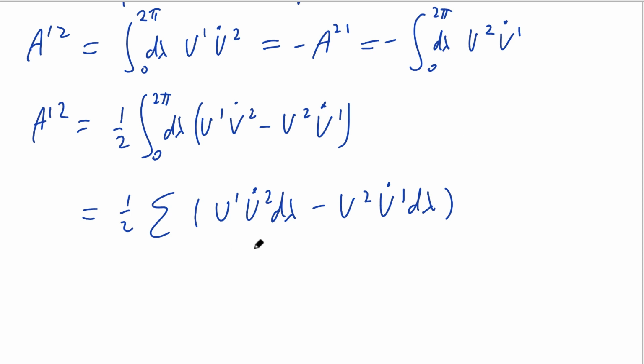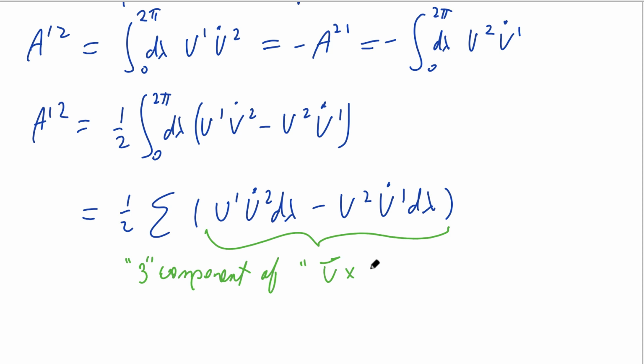If V and V dot were vectors in three-dimensional space with Cartesian coordinates, you would recognize this combination as being the 3 component, or the z component, of the cross product between V and V dot times d lambda. So this is the 3 component of V cross V dot d lambda. And the reason for pointing this out is because you'll recall that the magnitude of the cross product is the area of a parallelogram spanned by the 2 vectors.